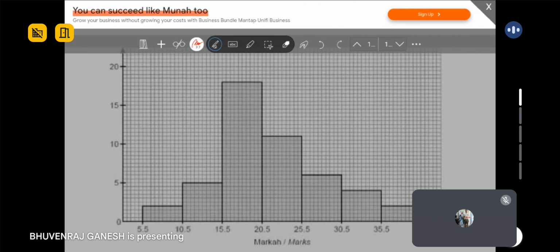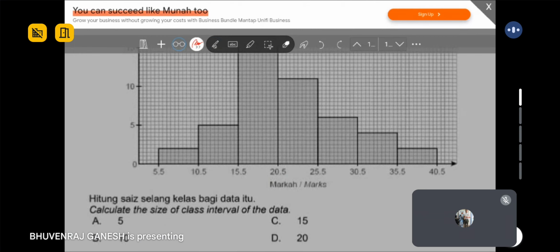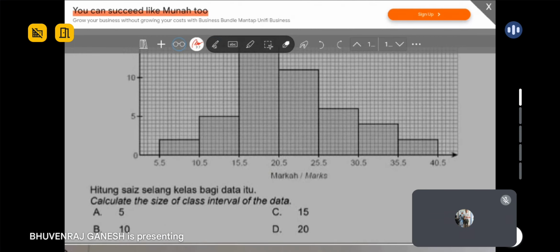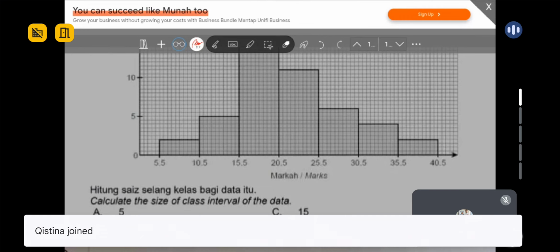All right, guys. So now we see the question. So they ask you what is the size of the class? Apa size selang kelas? So A, B, C, D. What is the answer? Very easy, this one. Sangat senang. So what is your answer? Size class. Yes. Okay, the answer is A, guys. Jawapan dia adalah A.